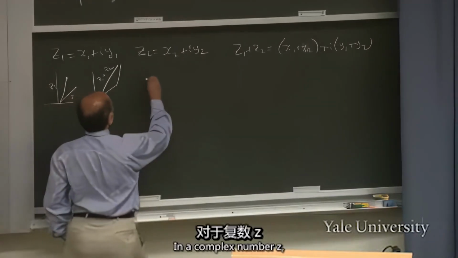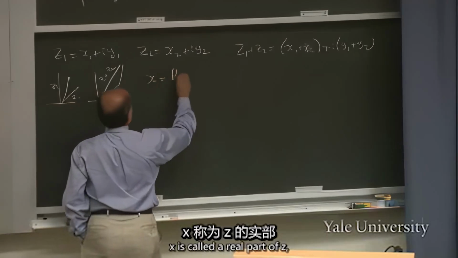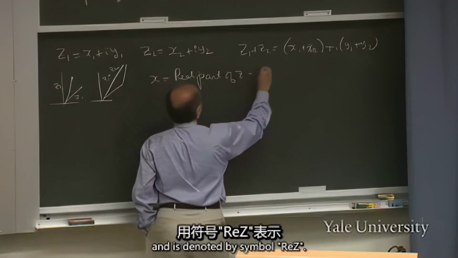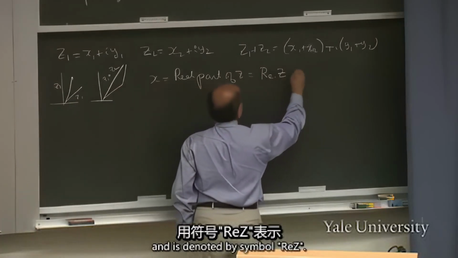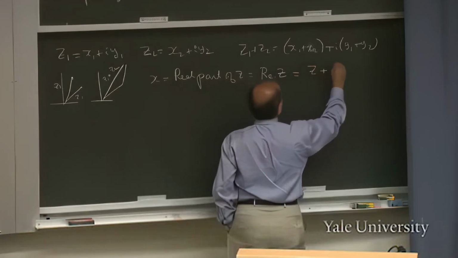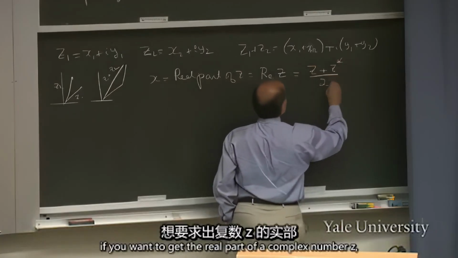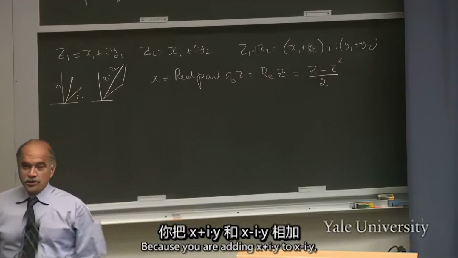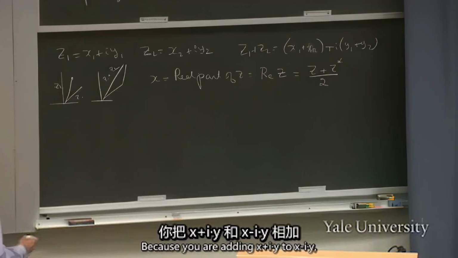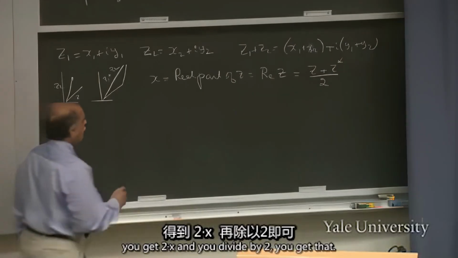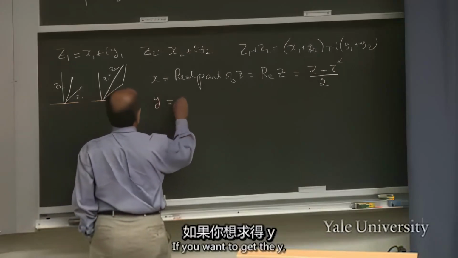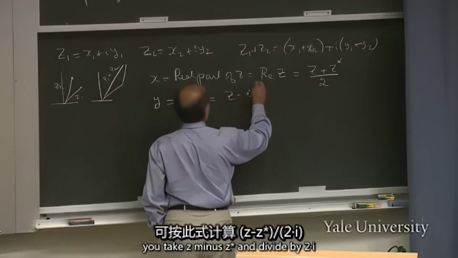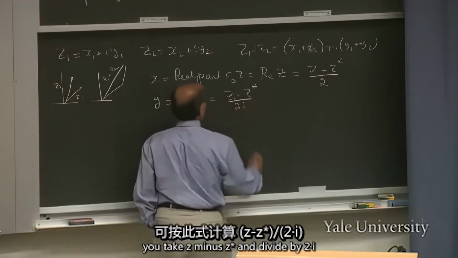In a complex number z, x is called the real part of z and is denoted by the symbol Re z. If you want to get the real part of a complex number z, you add to it its complex conjugate and divide by 2. Because you are adding x plus iy to x minus iy, you get 2x, and you divide by 2, you get that. If you want to get the y, which is called the imaginary part of z, you take z minus z star and divide by 2i.